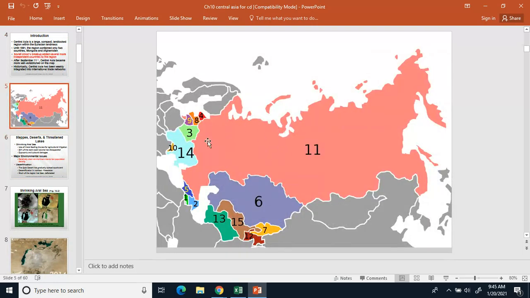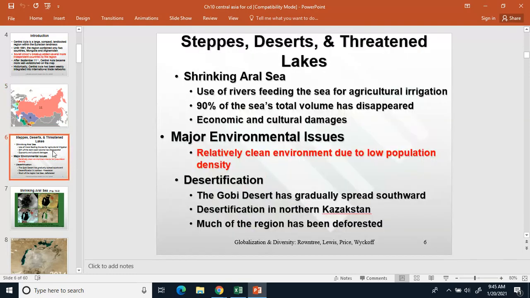So once again, in this map, all these numbers were places in the Soviet Union, and then they broke apart and became their own nations. So you had one nation become 15 in 1991.